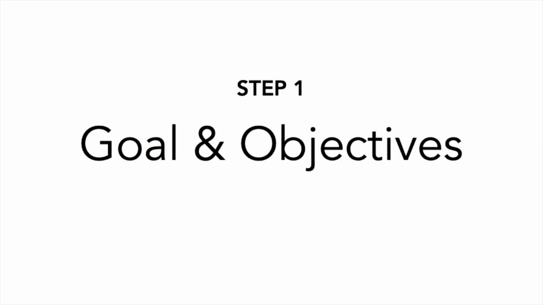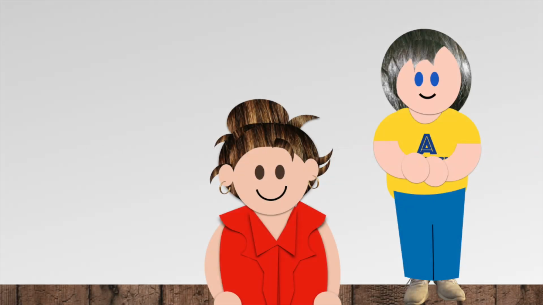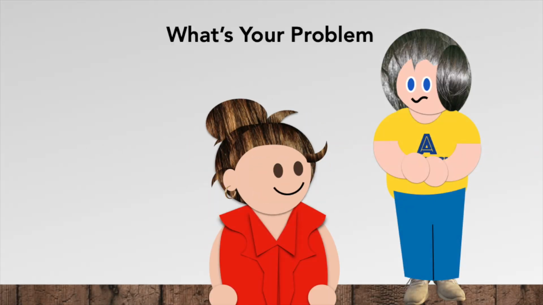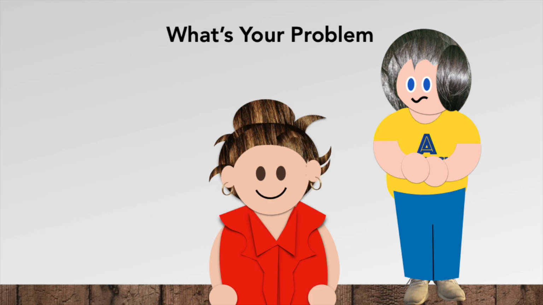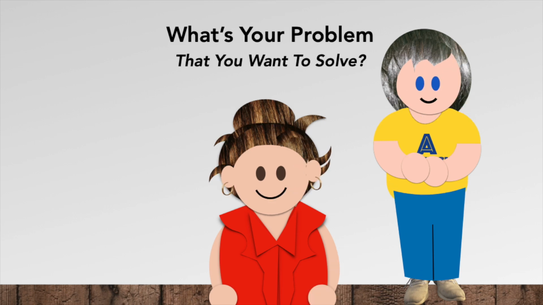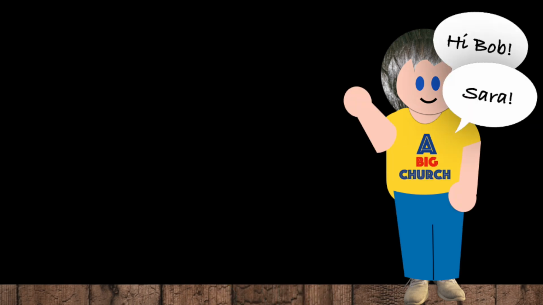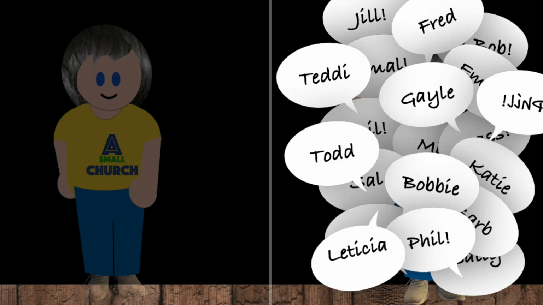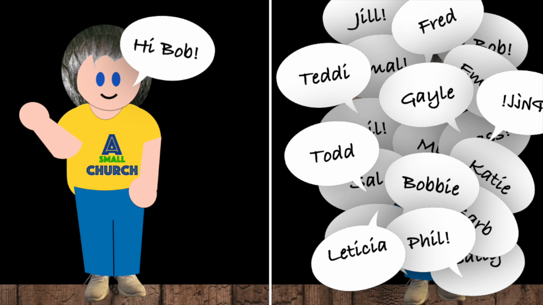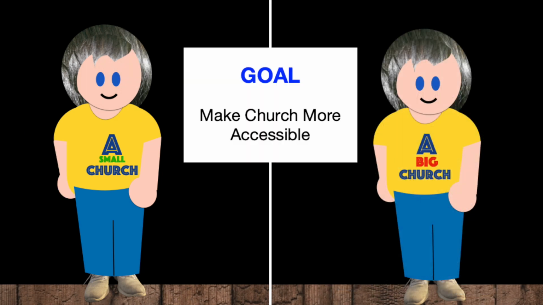When starting a disability ministry initiative, the first question you want to ask is this: what's your problem? What is the problem you want to solve? If you want your church to be more accessible for people with disabilities, well, what does that actually look like? Let's say you're a leader at a church with 50,000 members, or you're a leader at a church with 50 members. You may have the same goal, but do you have the same problem to solve?